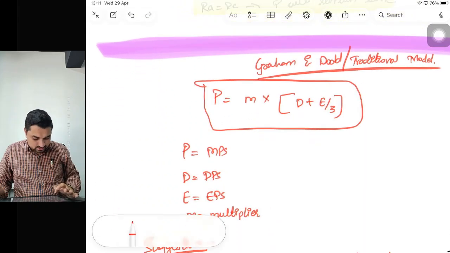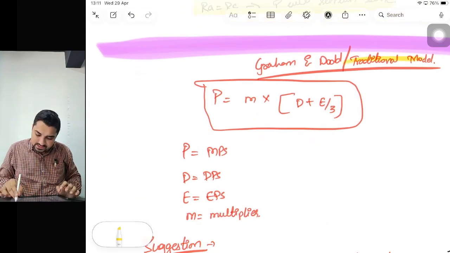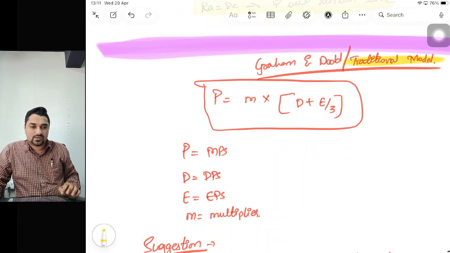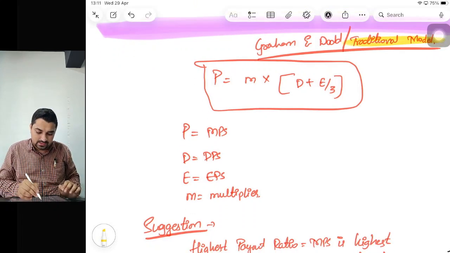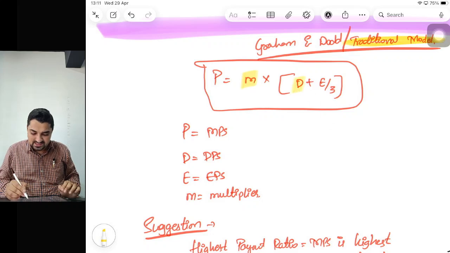Graham and Dodd model is also called the traditional model. Remember the name, traditional model. Again, what is the formula given by him? Formula is P equal to M into (D plus E by 3). What is the formula? P equal to M into (D plus E by 3).